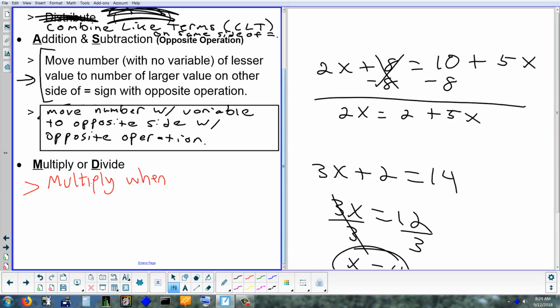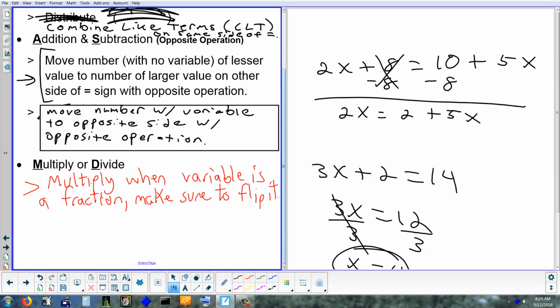when the variable is a fraction. Make sure you flip it, right? So when the variable is a fraction, you're just gonna flip the fraction and multiply on both sides.